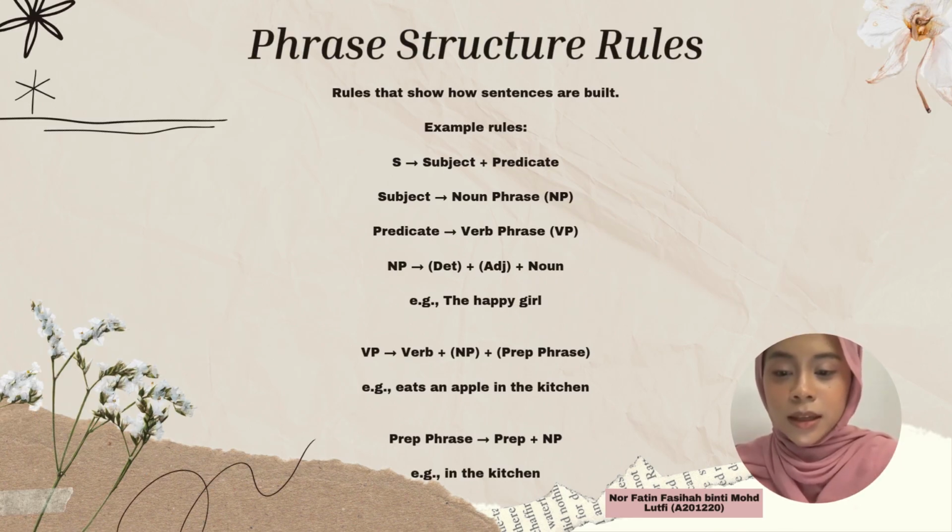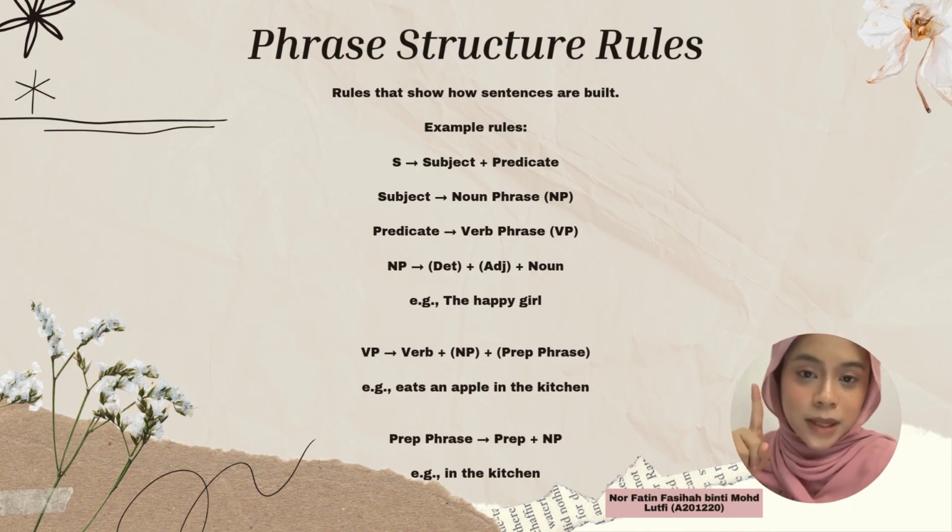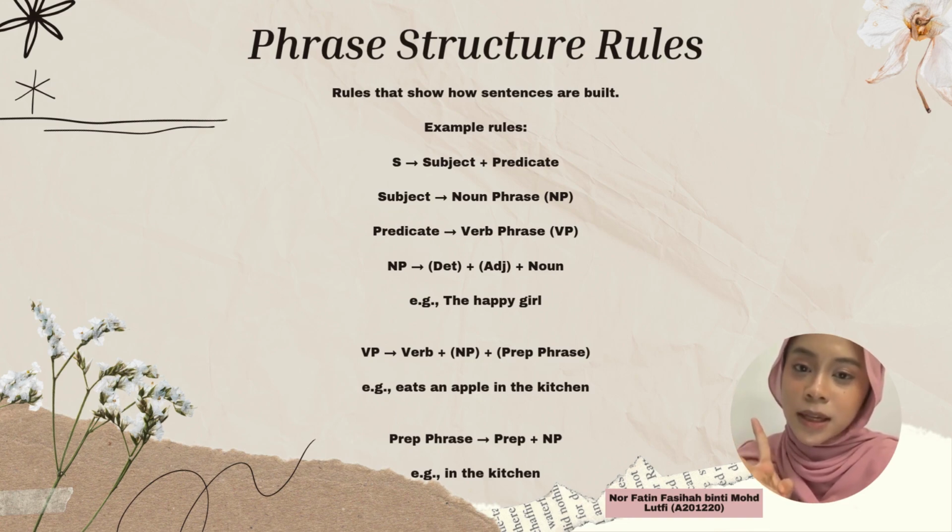Last but not least are the phrase structure rules. Phrase structure rules describe the way words combine to form sentences. They are part of a branch of linguistics called generative grammar, which explains how we generate sentences using rules. These rules use symbols to represent parts of speech and how they combine. There are three key phrase structure rules. First, a sentence consists of a subject and a predicate. Second, the subject is typically a noun phrase. Last, the predicate is usually a verb phrase.